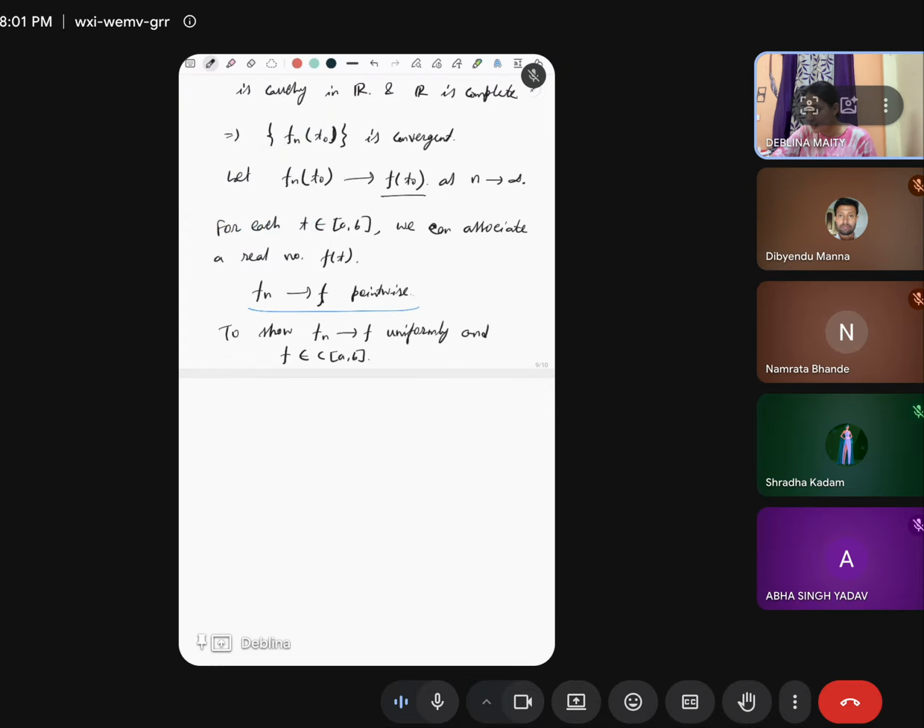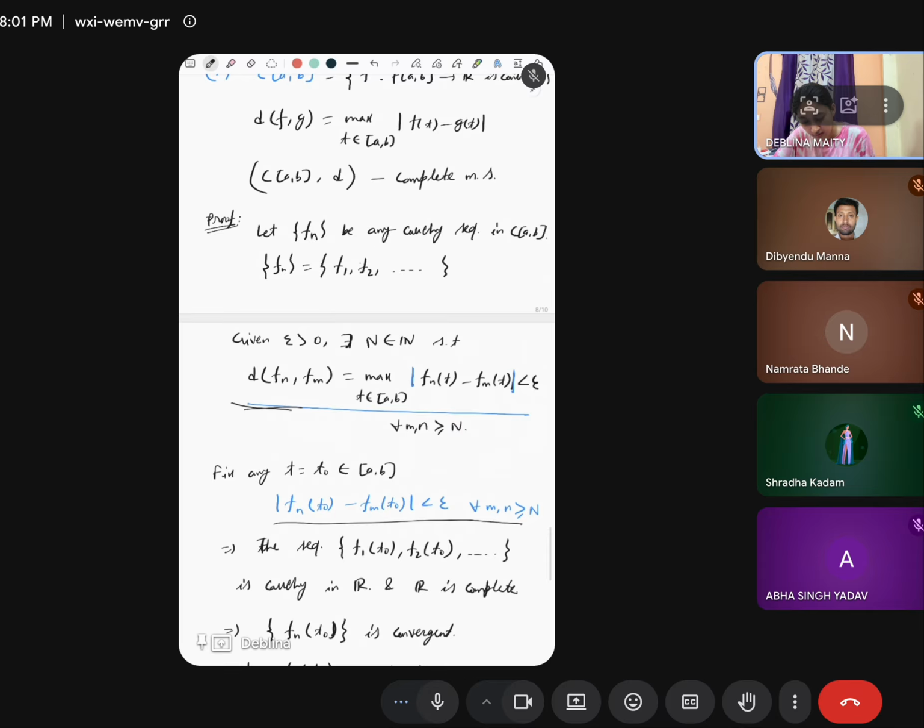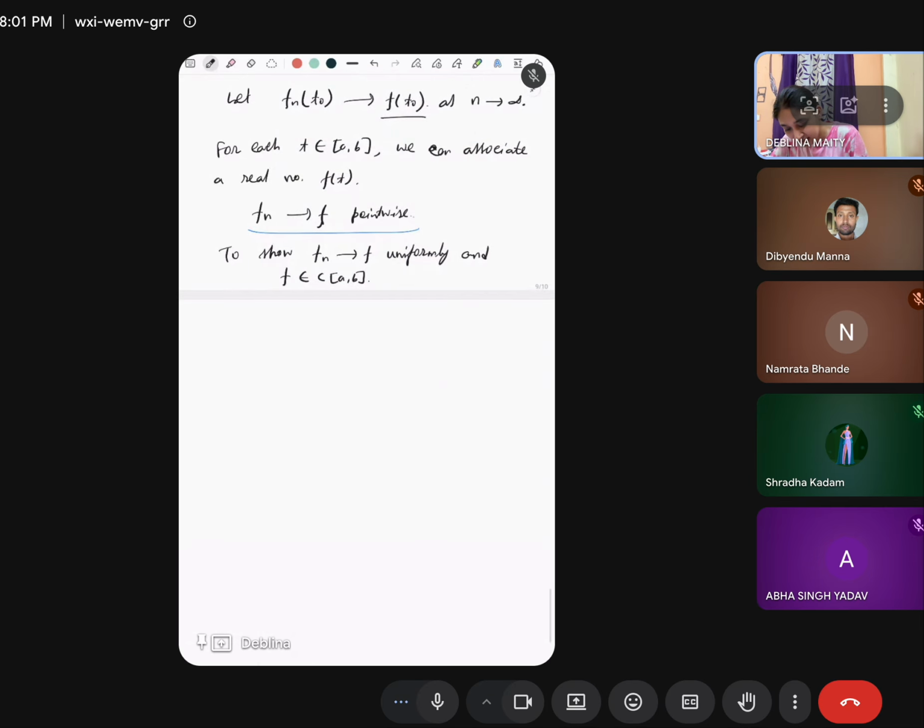Now from this line, I will get the distance d(fn, fm), which is the maximum of |fn(t) minus fm(t)|, and this is less than epsilon for all n, m greater than or equal to N. This we already have. Now letting n tend to infinity.